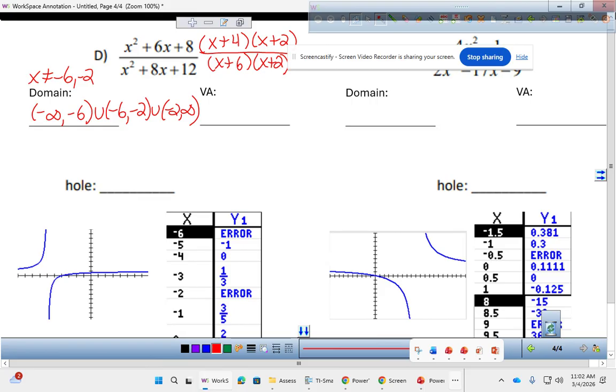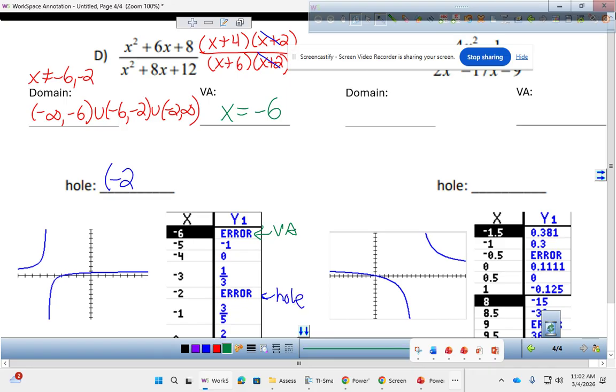Okay, so in this case, the thing that does cancel out is the x plus 2. So you're having a hole at -2. The vertical asymptote is the one that doesn't cancel out. That's the -6. So this error is the vertical asymptote. This error is the hole.